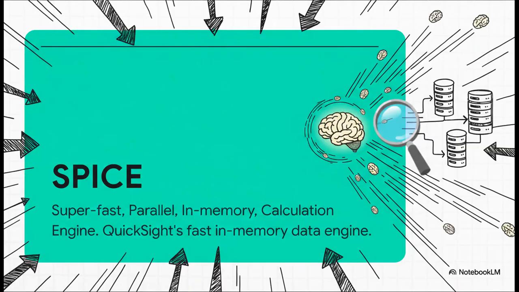bad time. So what's the secret sauce that makes it so fast? It's this thing called Spice. It stands for Super Fast Parallel In-Memory Calculation Engine. Basically, instead of hitting your main database every time you click something, Spice sucks all the data into Amazon's own super fast memory first. That's what gives you that snappy, instant feel, even with gigantic datasets.